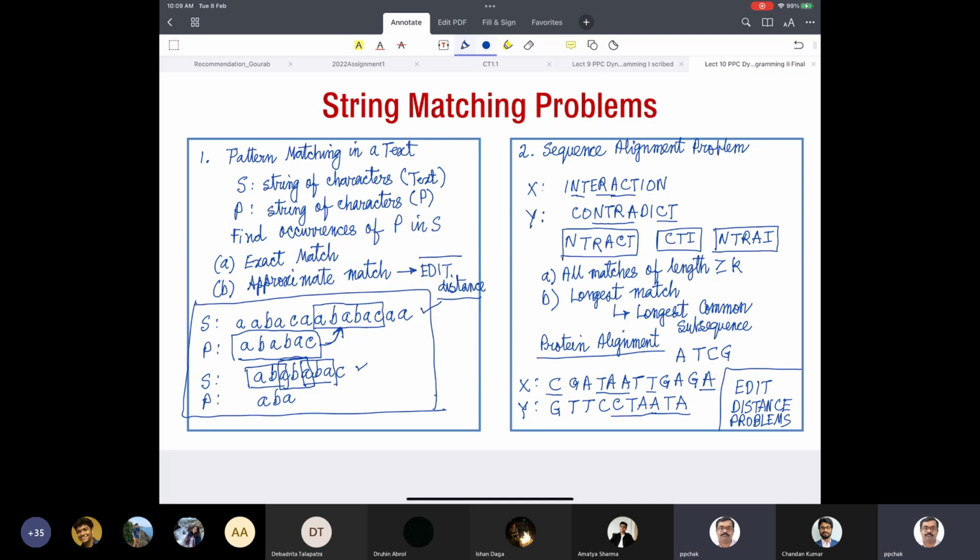The other very interesting category of problems is the sequence alignment problem. The origin of the sequence alignment problem came from protein alignment. And you know that proteins are mapped into A, T, C, G, which are various components. And what we try to do is find an alignment. So what is an alignment? Let us look at the two strings X and Y.